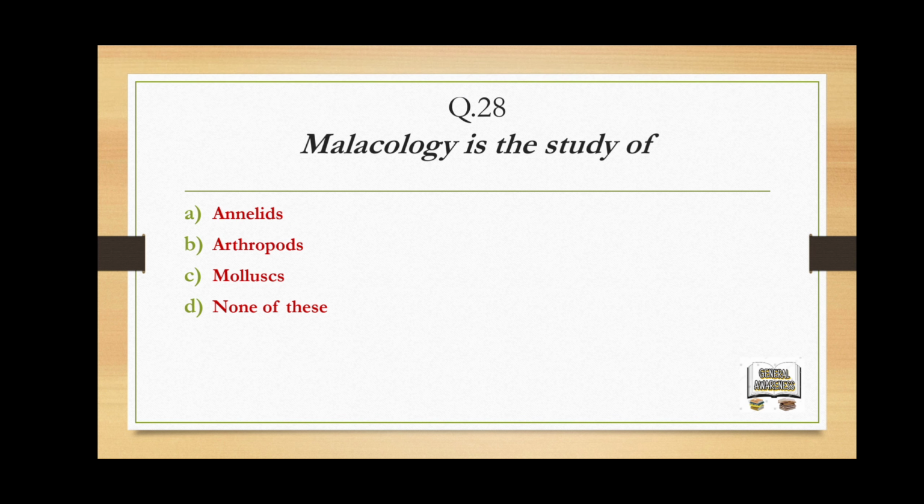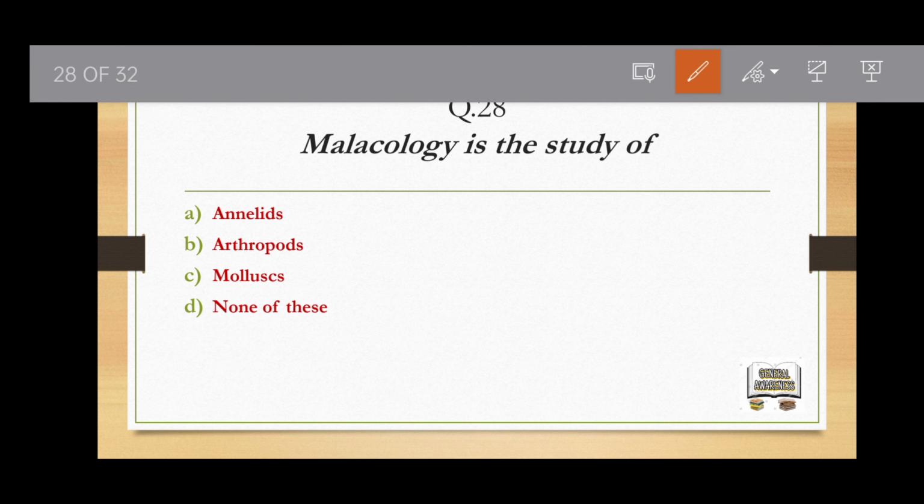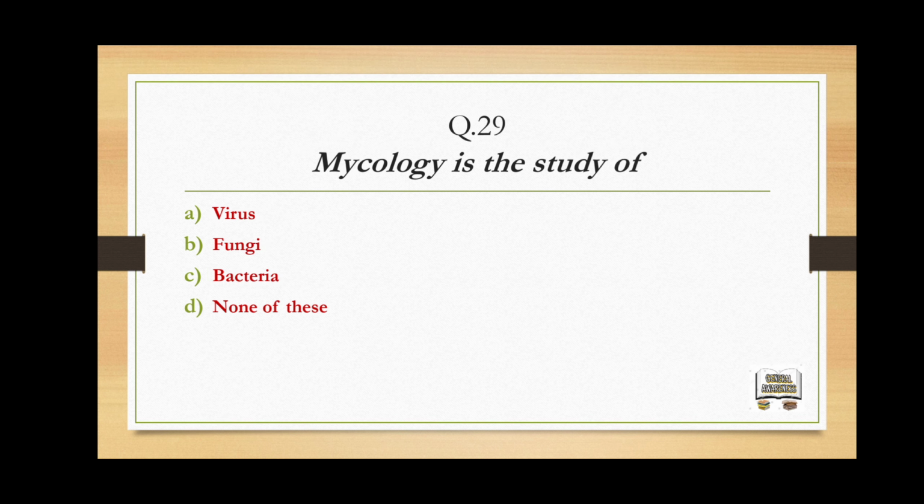Next question. Malacology is the study of option A annelids, option B arthropods, option C mollusks, option D none of these. The correct answer is option C mollusks.